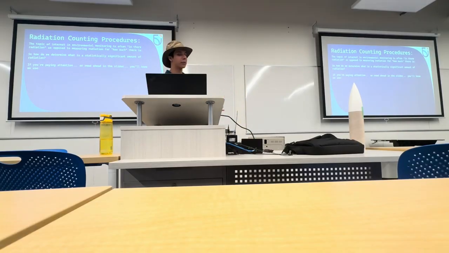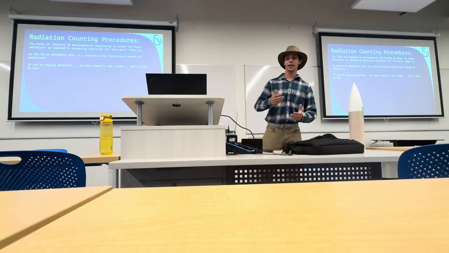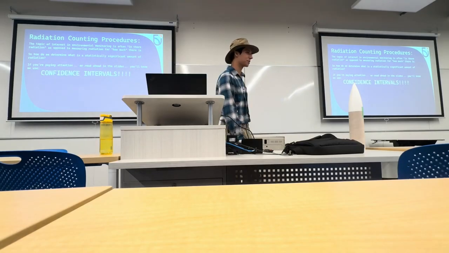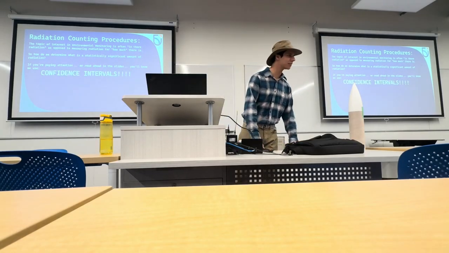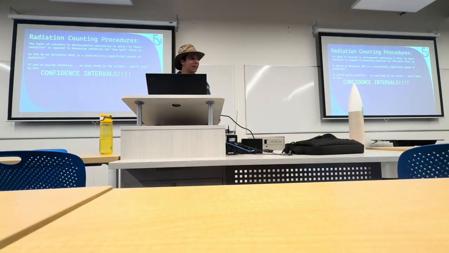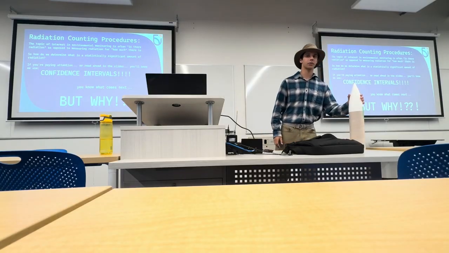So how do we determine what is a statistically significant amount of radiation? And if you're reading ahead in the slides or you're paying attention to what we were just doing, you'll know that we use confidence intervals. And I'm not seeing people getting excited for this. This is fun math, guys. Got to be excited. And I hope you all know what comes next. The answer is, but why? Why do we use these confidence intervals?